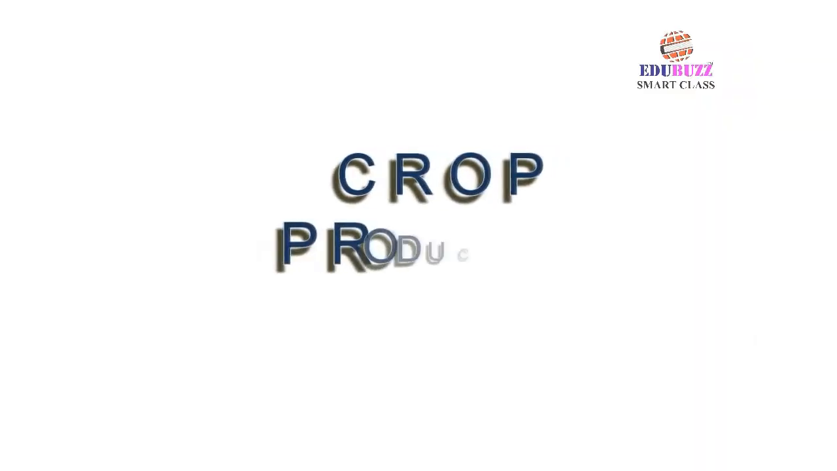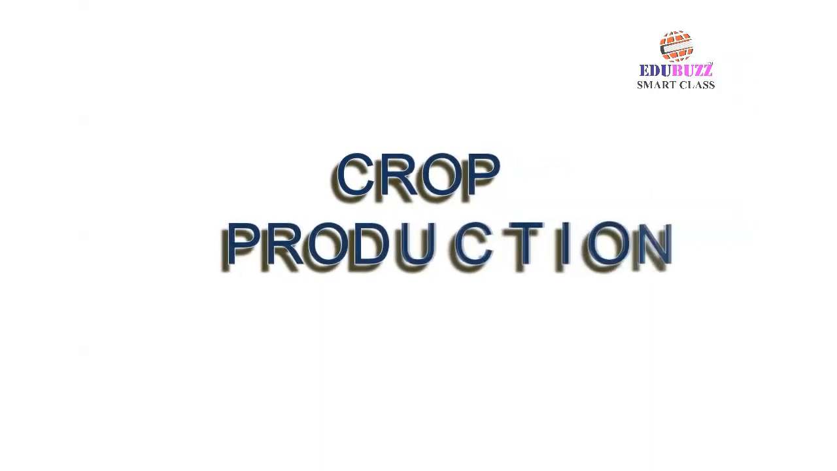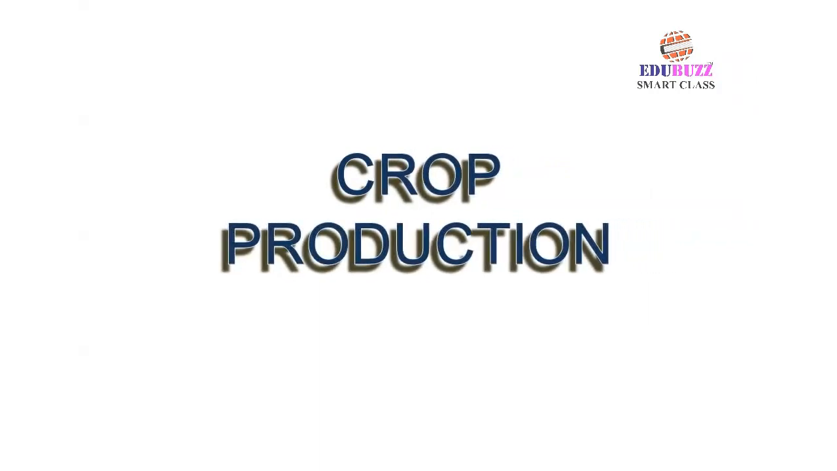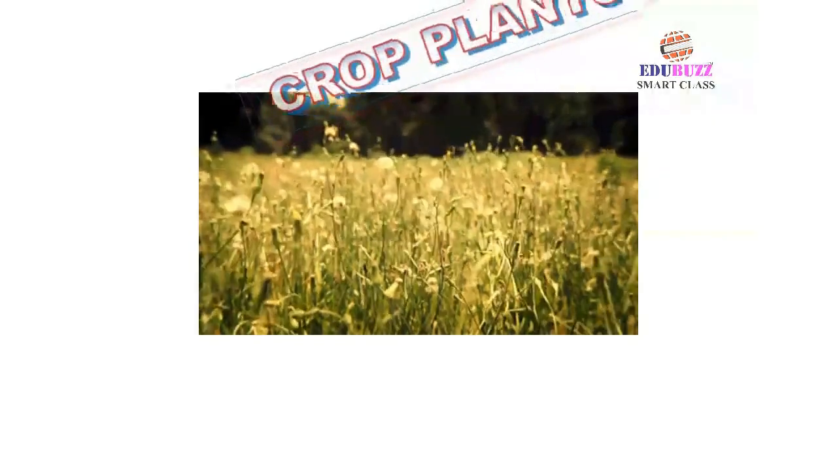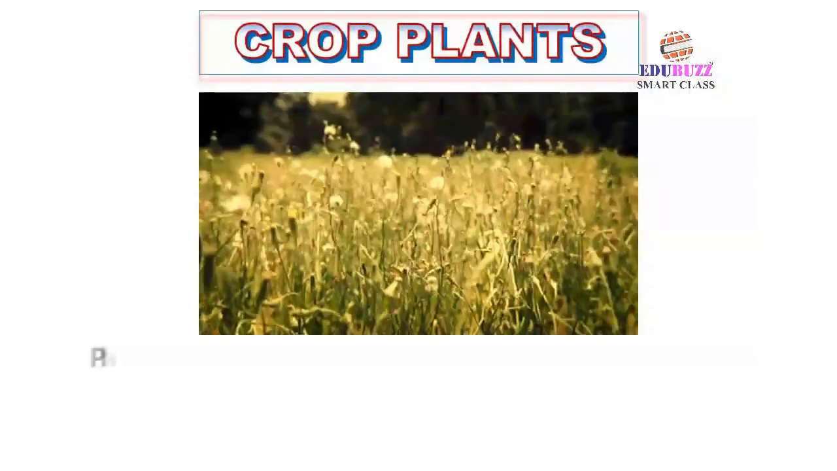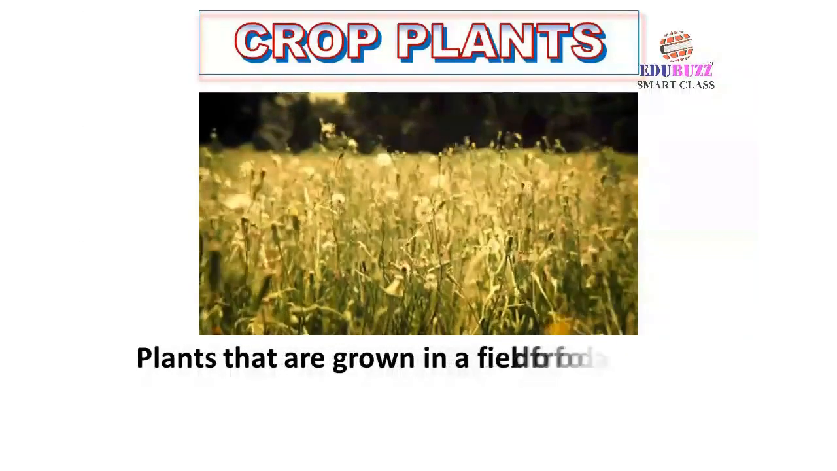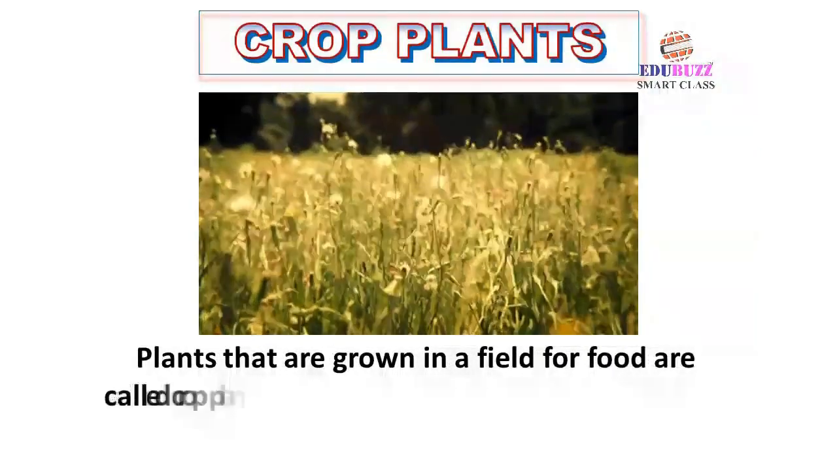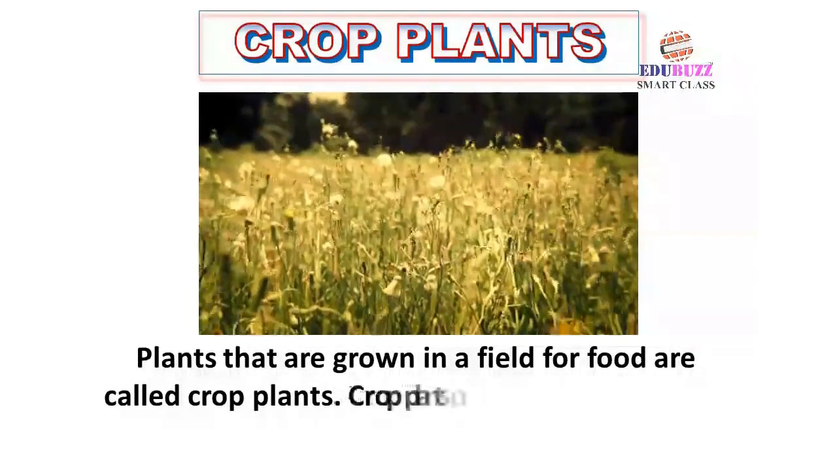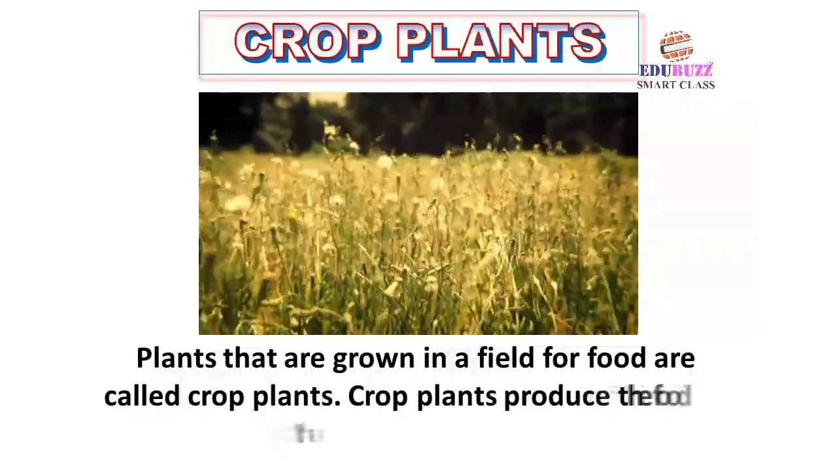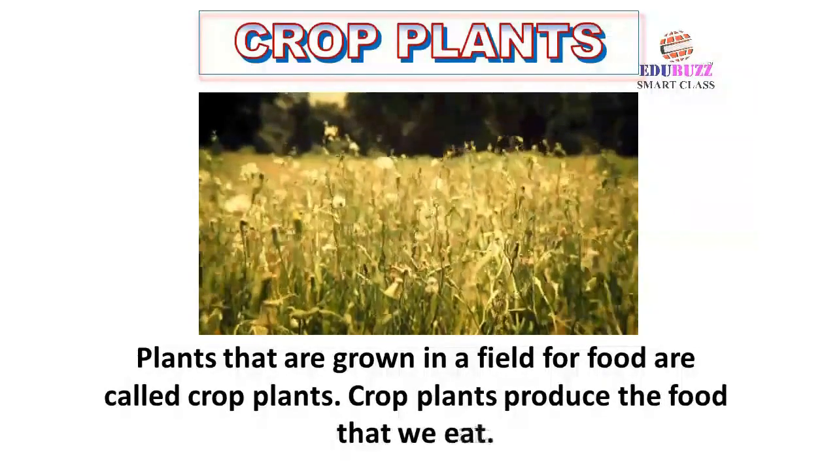Crop production. Crop plants. Plants that are grown in a field for food are called crop plants. Crop plants produce the food that we eat.